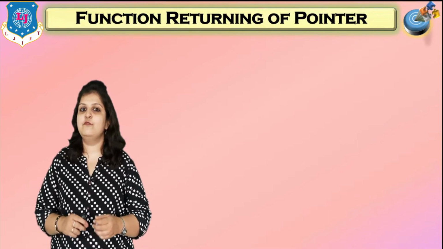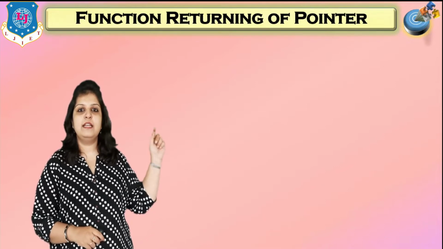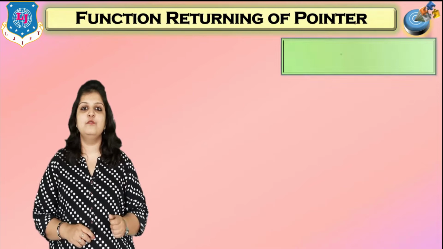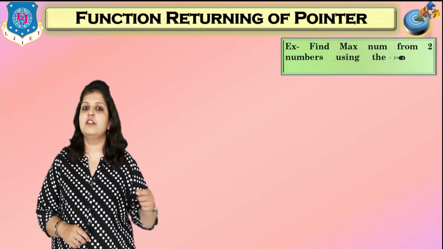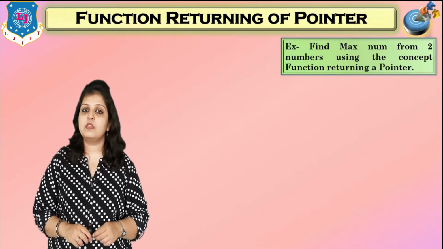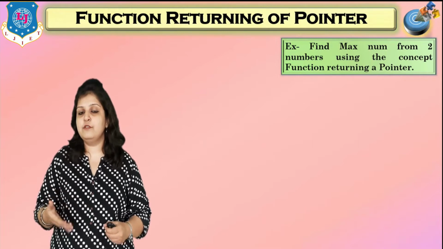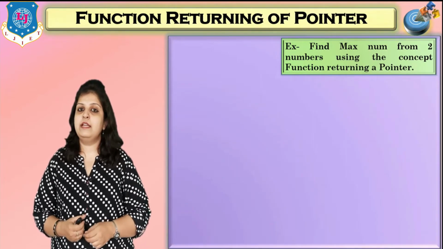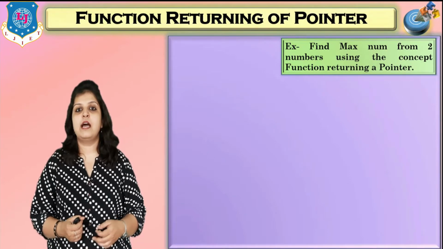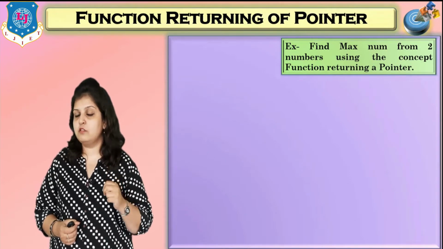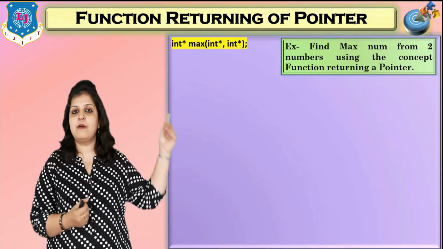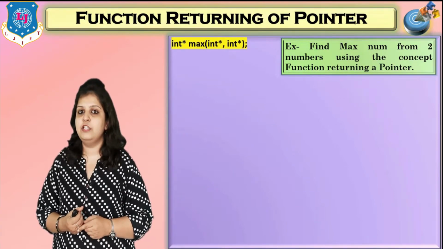So let's see with one example. The definition is: find the maximum number among two numbers using the concept of a function returning a pointer. So here we have to use return. Instead of void we can write any type, but here I am using two integer numbers, so my answer will always be in integer form. That's why I am taking the return type as integer.